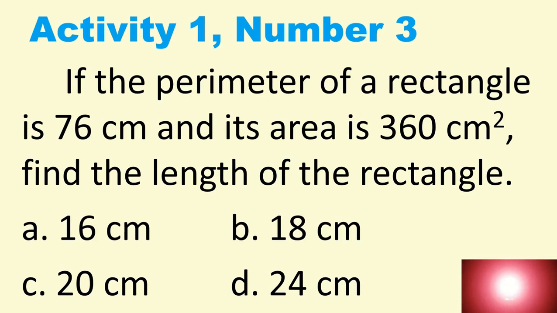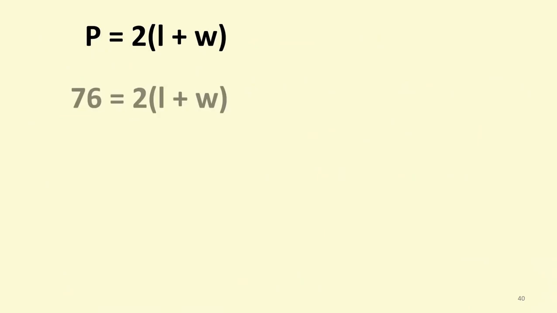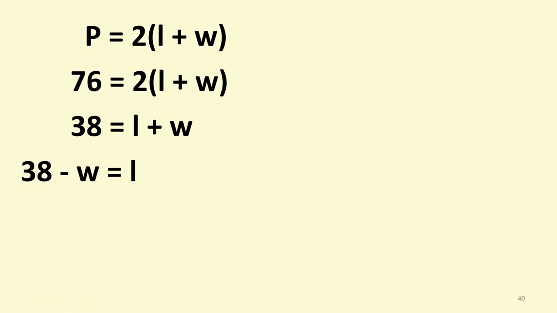What is your answer? Let's see if you're correct. P equals 2 times the quantity of L plus W, that is the perimeter of a rectangle. So the perimeter we have is 76. You divide both sides by 2, you will get 38 equals L plus W. So for L in terms of W, you will get L equals 38 minus W.